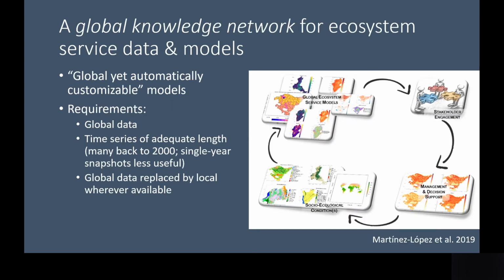So the aim here really is to produce a global knowledge network for ecosystem service data and models, and these are the data and models that could underlie a lot of other geospatial modeling approaches beyond ecosystem services as well. But essentially what we have is global data and models that could run anywhere on Earth. We have time series data that go back to 2000 or even earlier, and then the ability, as I said, to replace global data by local data wherever possible.